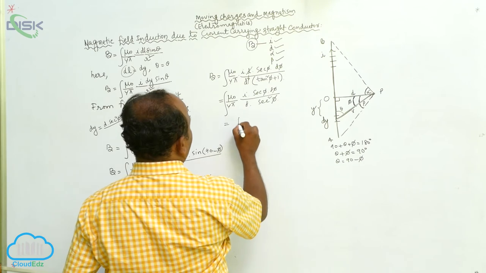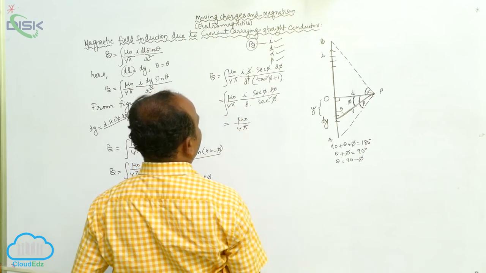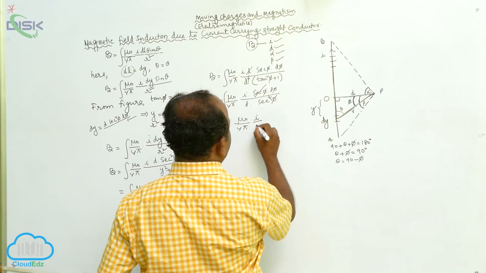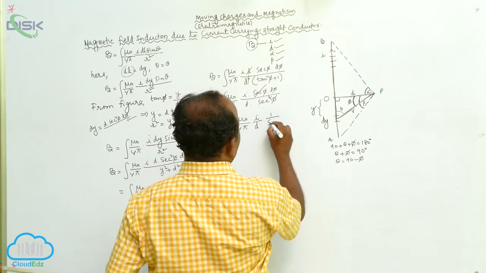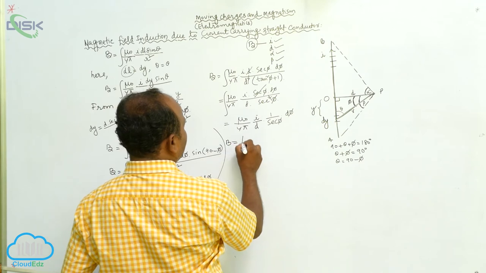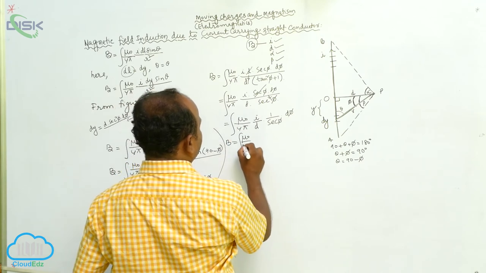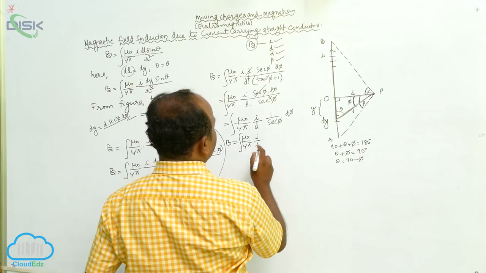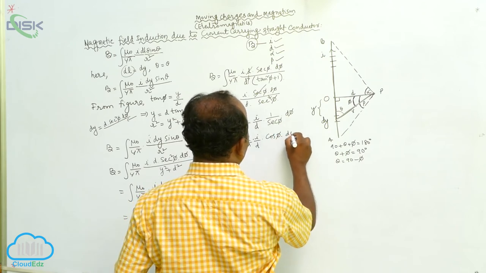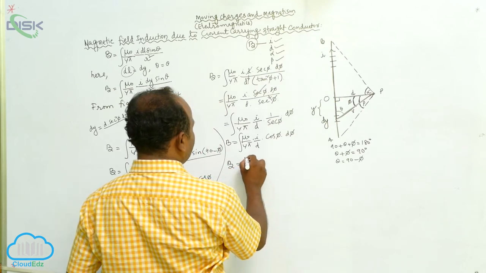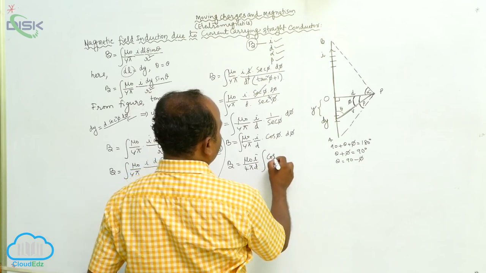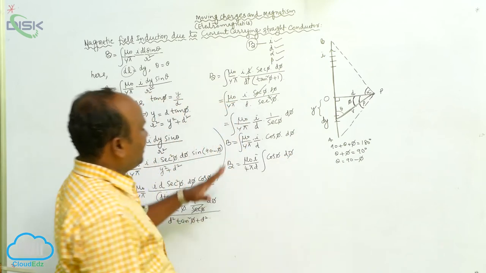Now that equals mu naught by 4 pi. Now secant square phi is getting cancelled, that is I by d into 1 by secant phi d phi. Therefore now B is equal to mu naught by 4 pi, integration of I by d, 1 by secant phi, which is cos phi d phi. Therefore, here B is equal to mu naught I by 4 pi d into the integration of cos phi d phi. Now, here integration is there.